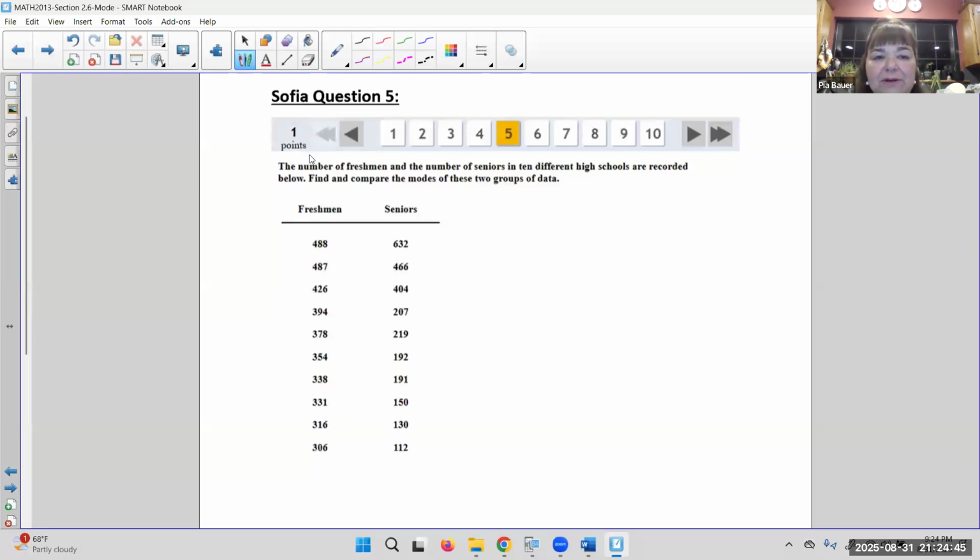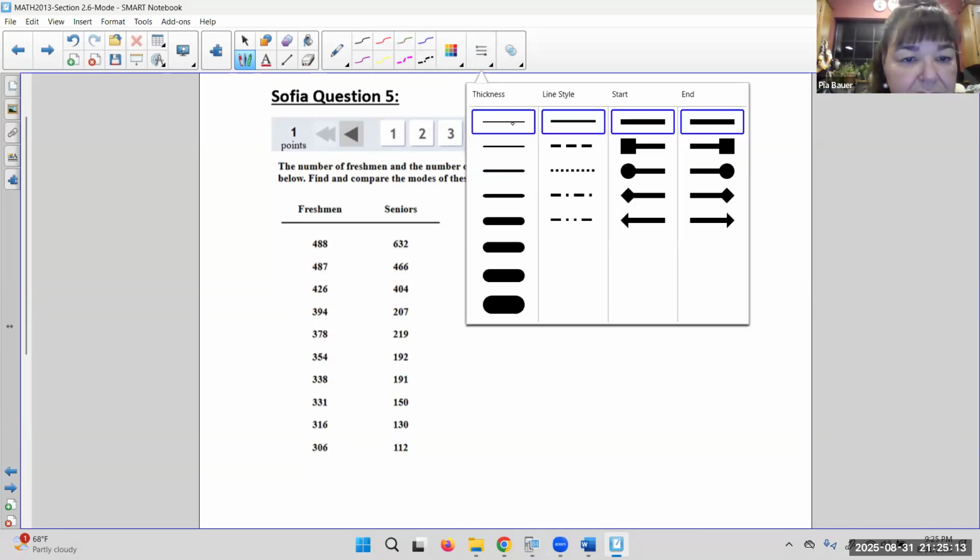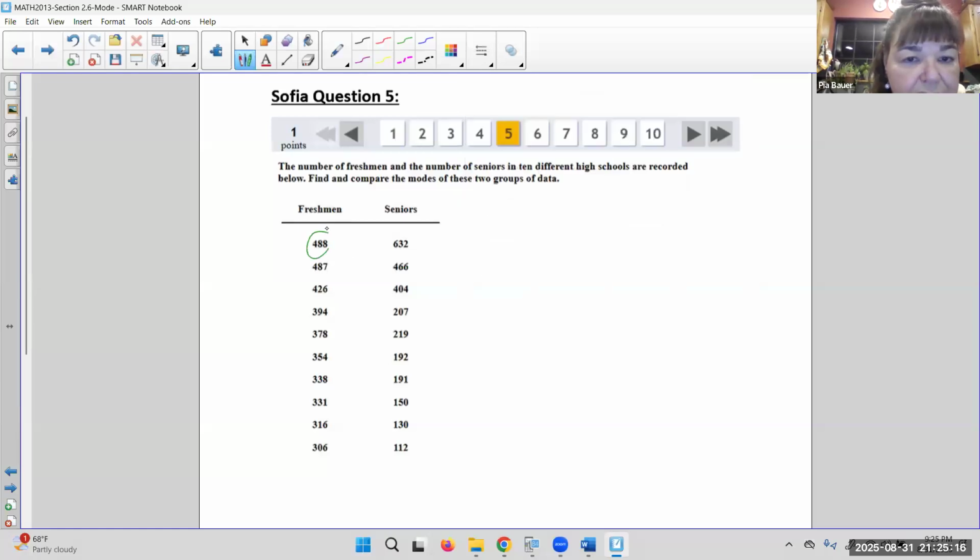Now, in this example, it says the number of freshmen and the number of seniors in 10 different high schools are recorded below. Find and compare the modes of these two groups of data. So you have the list of freshmen in the 10 high schools and the list of seniors in the 10 high schools. And I see a highest value for each. I think this is 488, and here is actually 632.